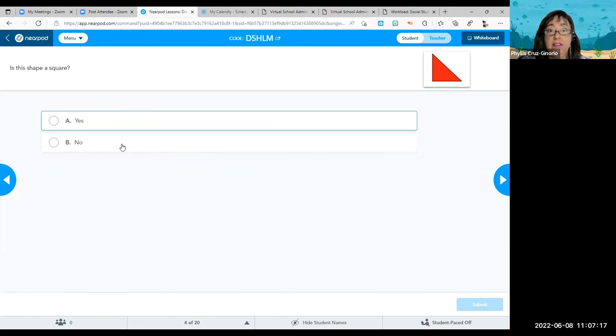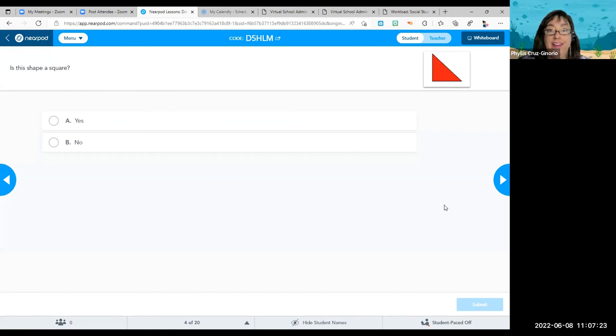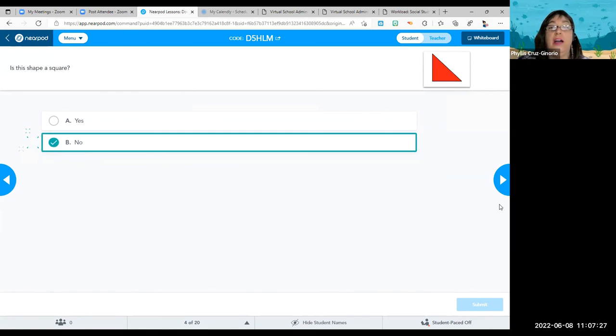Yes, no, yes, no. Look at that red shape in the corner. What is that? Make it bigger. Is that a square? Do you recognize that shape? Is it a square? If you said no, you got it right.